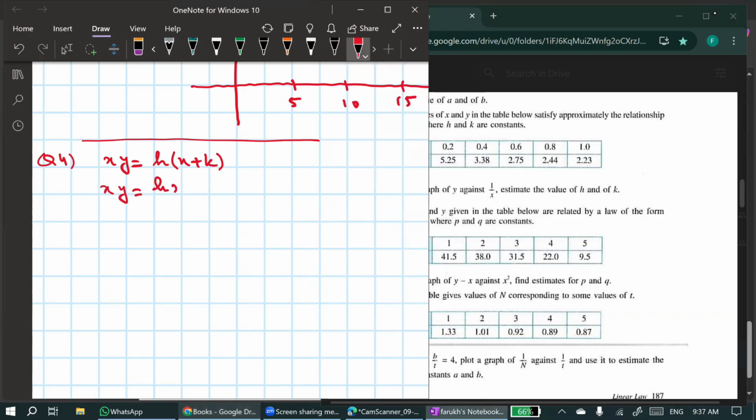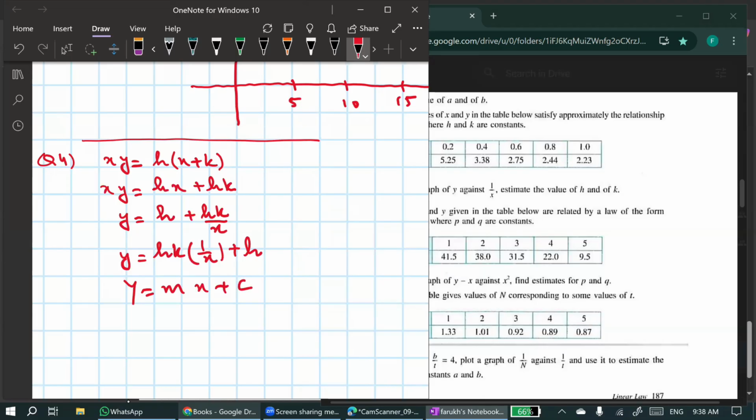xy is equal to hx plus hk. y is equal to, divide throughout with x, h plus hk over x. y is equal to hk into 1 over x plus h. Now this one is y is equal to mx plus c. The gradient is hk and the y-intercept is h.